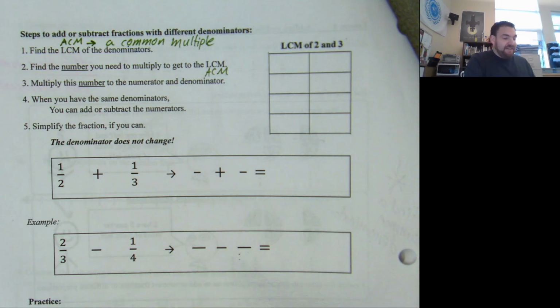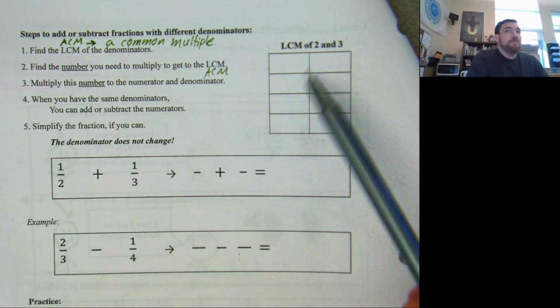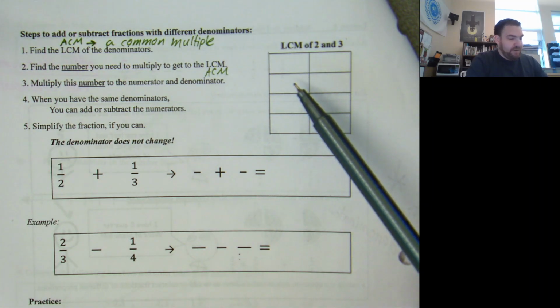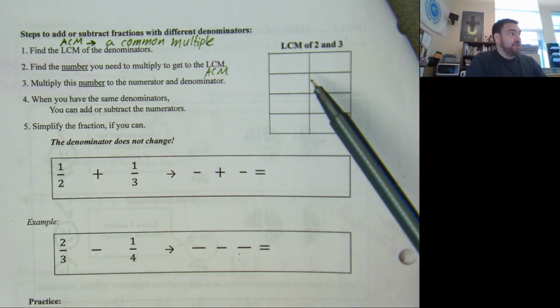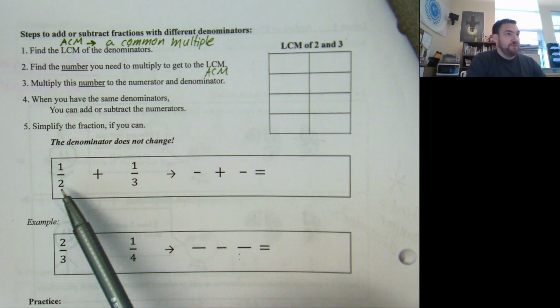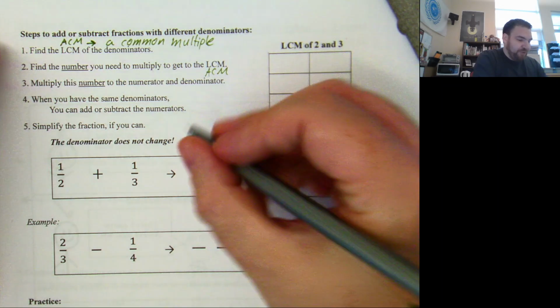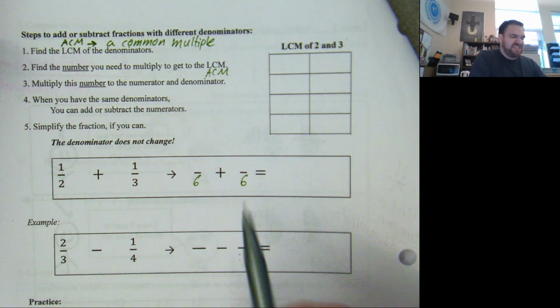So, if I'm adding a half and a third, you could make the chart if that helps you, by all means. But it's going to become quicker to start doing some of this stuff in your head. The smallest number that 2 and 3 both go into is 6. So I want to turn both of these fractions into sixths.